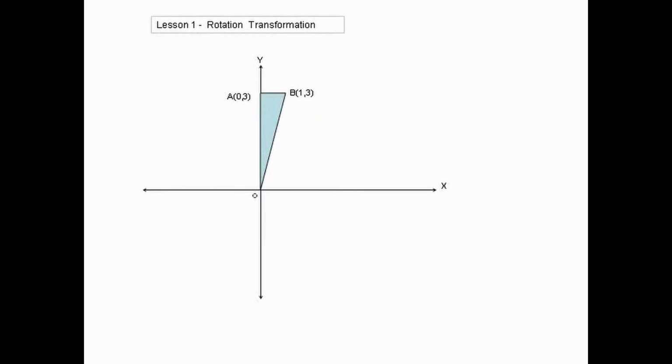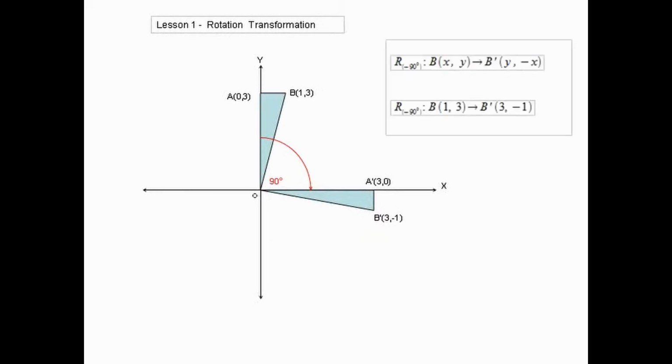Notice that the side of the triangle OA is lined up with the vertical y-axis. So I'm going to rotate this triangle through 90 degrees in a clockwise direction. Notice that the side OA is moving, and after 90 degrees, the side OA has moved from the y-axis to the x-axis.